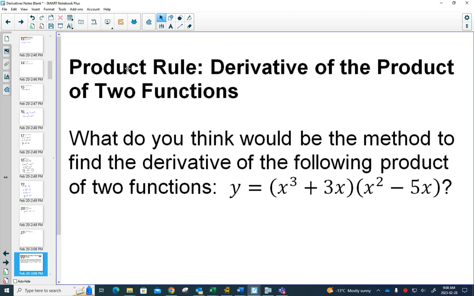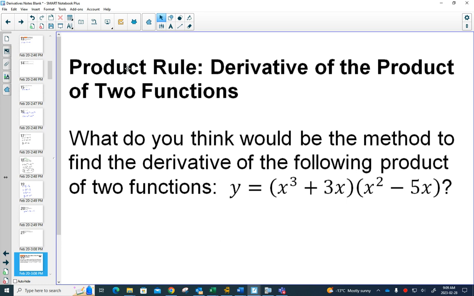We have gone through the power rule, the sum and difference rule. We learned that the derivative of a constant is 0. And so we have gotten through what is generally the easy derivative rules. And now we go on to some a little bit more complicated derivative rules. And the first one that's a little bit more complicated is the product rule.